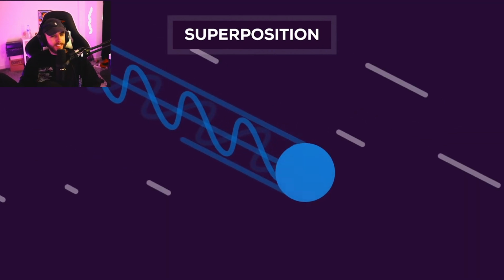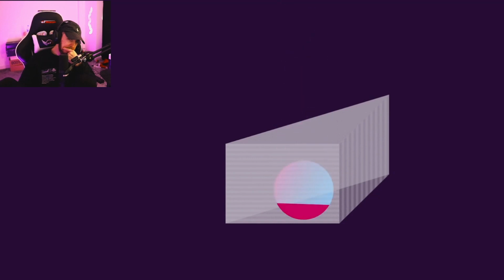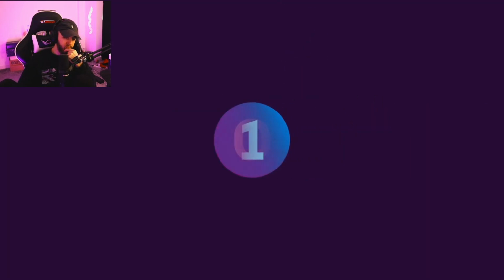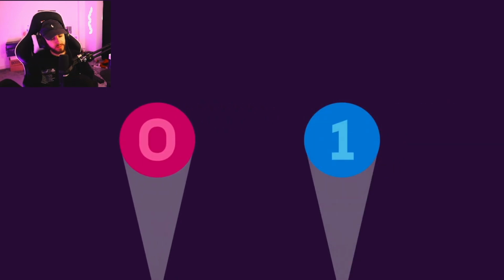Say by sending the photon through a filter, it has to decide to be either vertically or horizontally polarized. So as long as it's unobserved, the qubit is in a superposition of probabilities for 0 and 1, and you can't predict which it will be. Right. But the instant you measure it, it collapses into one of the definite states. Superposition is a game changer.